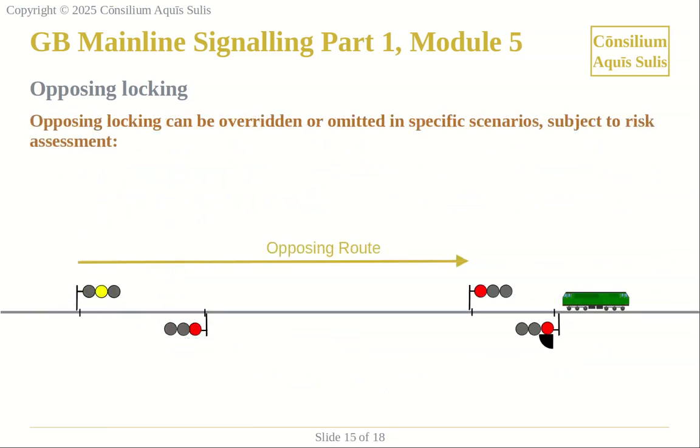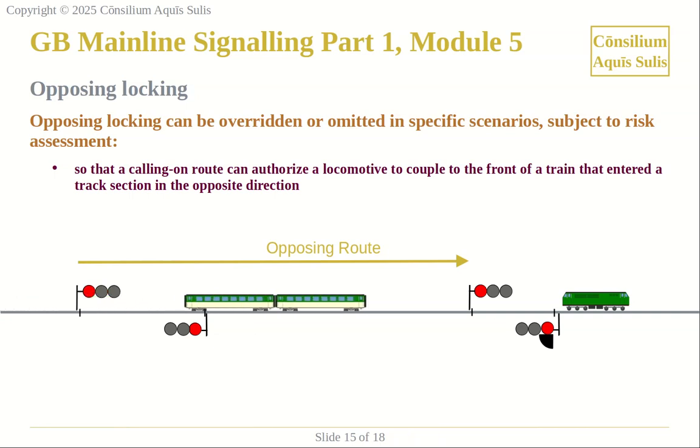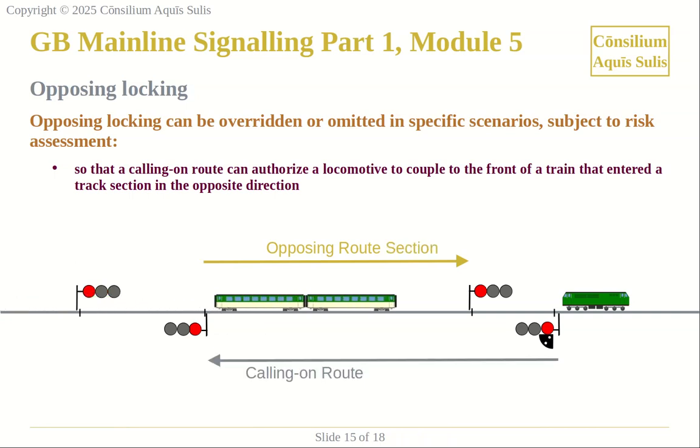I said opposing locking is usually applied because there are situations when it can be overridden in specific scenarios, subject to risk assessment. One is when you want to authorize a train to couple up to the front of another train using a calling on route. As we see in the diagram, a route's been set into a section, the last section of the route remains locked, and a calling on route is set in the opposite direction to allow a locomotive to couple onto the front of it.